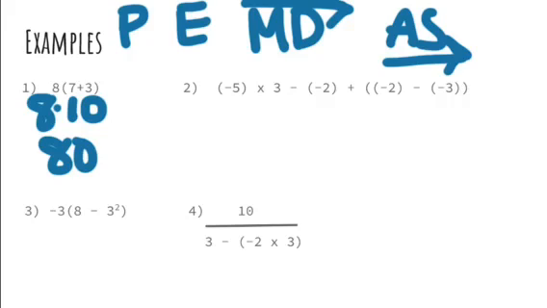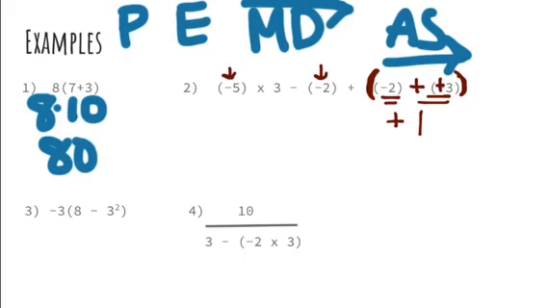Now for number 2, wow, there's a lot of parentheses here. I can see that this parentheses here is just a negative 5. I don't have to do anything in there. This one's just a negative 2. I don't have to do anything in there. But in this set of parentheses, I have to do something. I have negative 2 minus negative 3. If I remember, minus a negative is really plus a positive. And so negative 2 plus 3 is equal to positive 1.